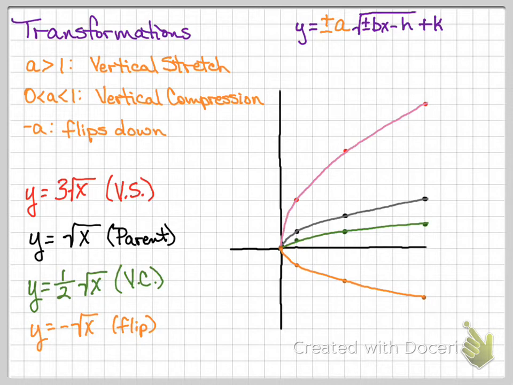When a is between 0 and 1, that's a vertical compression. And that's in our green, y equals 1/2 square root x. And that's our green dots and lines. Okay, and then if a is negative, it flips down. Okay, so y equals the negative square root of x was our flip, and that's in our orange.